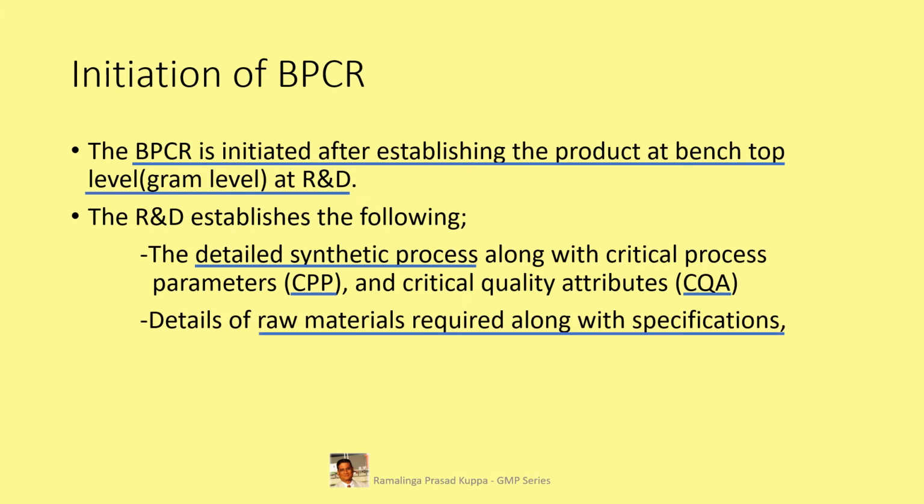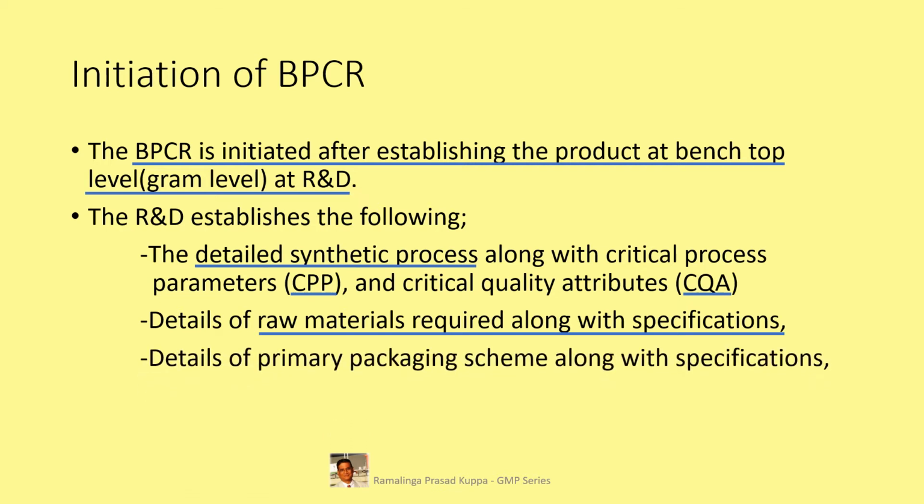Details of raw materials required along with specifications. Detailed specifications for all input materials, including starting materials, should be provided. At least one specific identity test has to be provided in the specifications. For all starting materials and key materials, there should be specifications for impurities with justification. Details of the primary packaging scheme along with specifications.